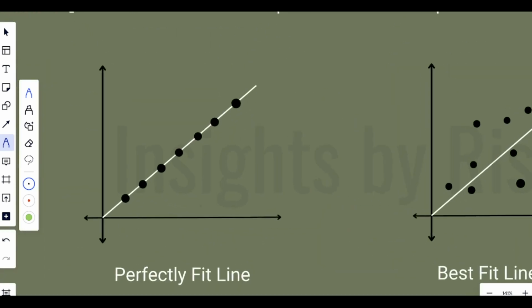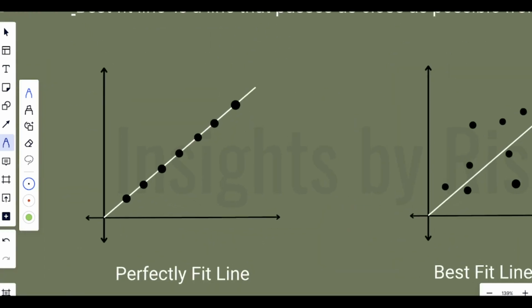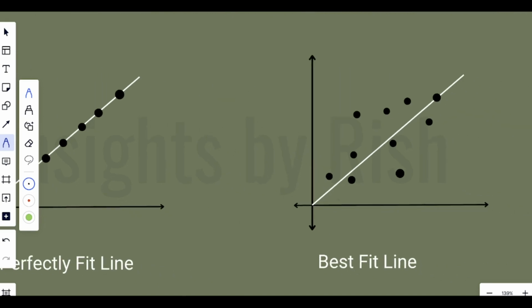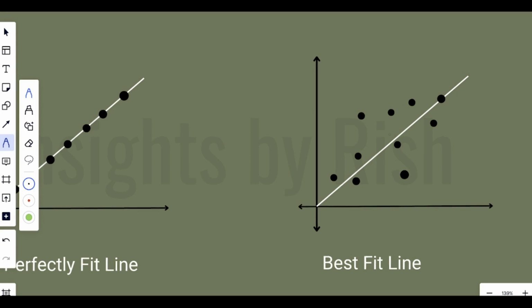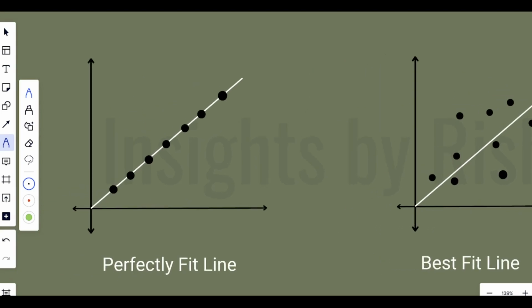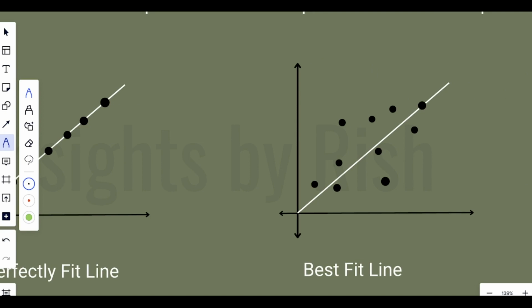See, in this case, the line is passing through all the available data points, and such a line is called a perfectly fit line. While in this case, the line cannot pass through all the data points, but it at least tries to pass as close as possible to all the data points, and such a line is called a best fit line. When you have a perfect linear relationship between your x-axis and y-axis, the data is in this format. But you rarely get such data in a real-time environment where you have a perfectly fit line. Most of the time you have data where, though it is in a linear fashion, it is scattered here and there.